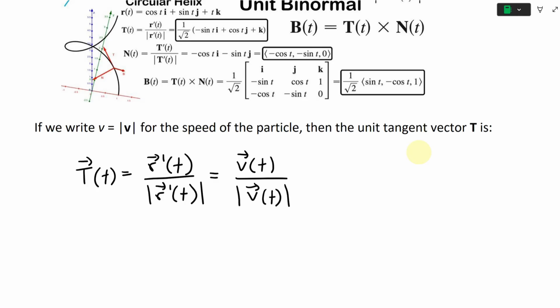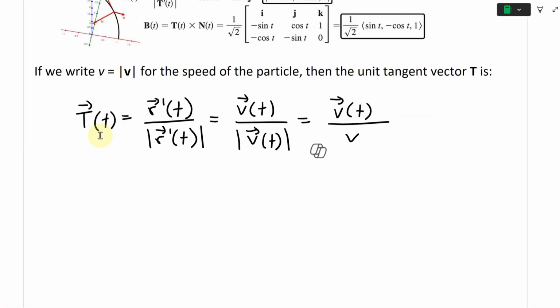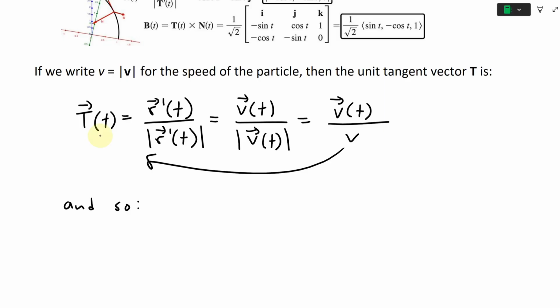All right, like that. And now this equals, well, this one is just our lowercase v, just our italics v there. So this just equals the velocity vector v divided by v, the speed. Now what we could do is move this over to the other side. So we get the velocity vector of t is equal to the speed of the particle times its unit tangent vector.